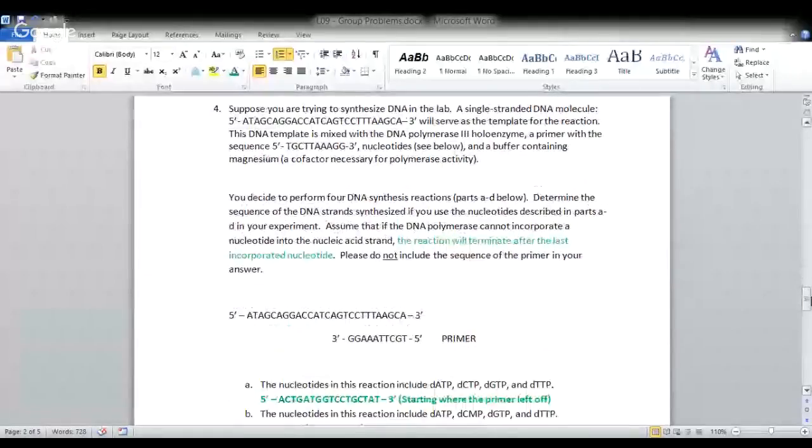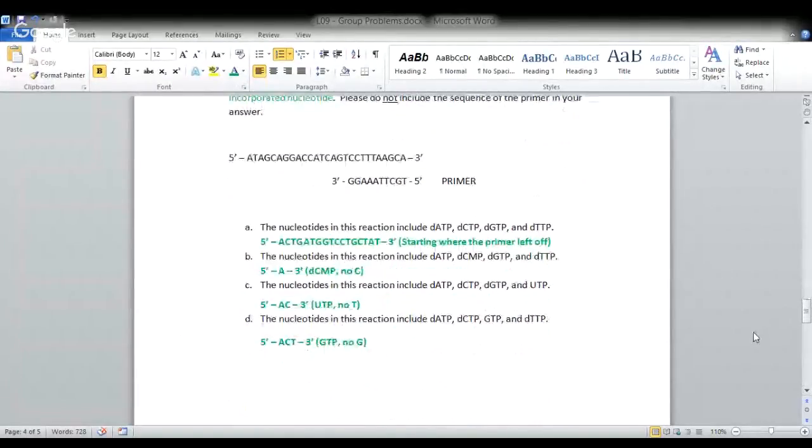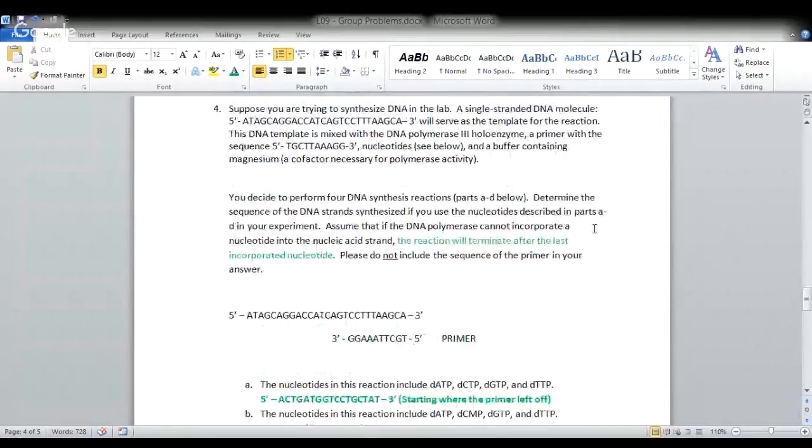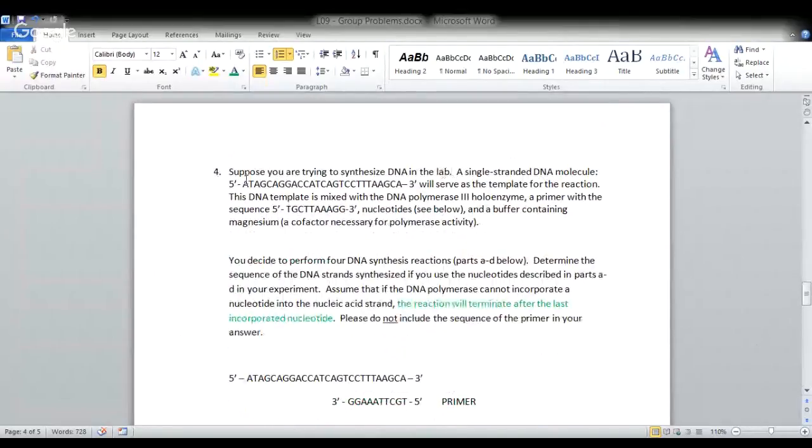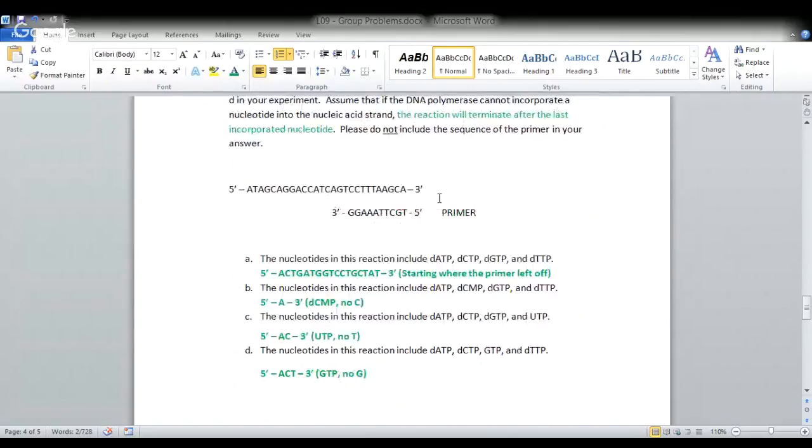I'm going to pick up at number 4. This is the one that Sister Mayo did a video for. Pretty easy once you watch it. We start with a single-stranded DNA molecule, with a 5' and 3' end, and then we have our primer right here. We know the primer is going to run complementary, so it's going to be 5' to 3'. We know it's lining up this way because it's ATCGGCAT, so it matches up. For A, the nucleotides in this reaction include all of these.